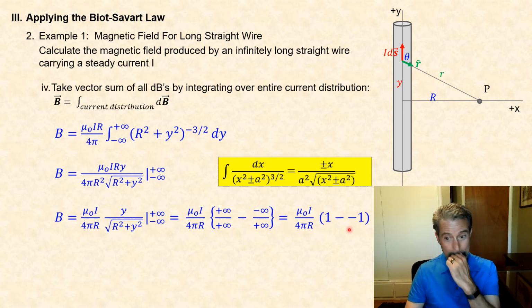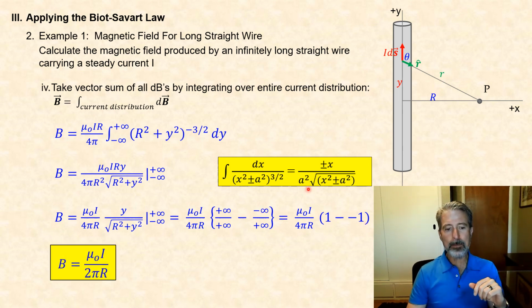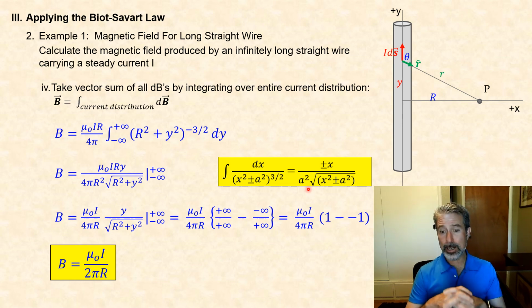So we end up with infinity over infinity is 1, minus negative infinity over infinity is negative 1. We do the number crunching, and 1 minus a negative 1 is 2. Very important result here. That's why I'm putting it with this yellow background here; you want to memorize that. So for a long straight wire, the magnetic field strength goes mu naught I divided by 2 pi r, I being the current, r being the distance you are away from the wire.